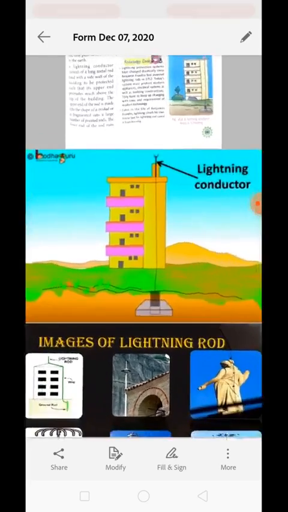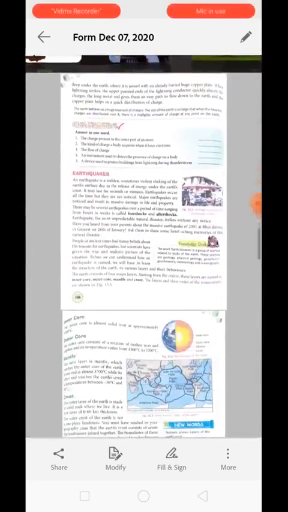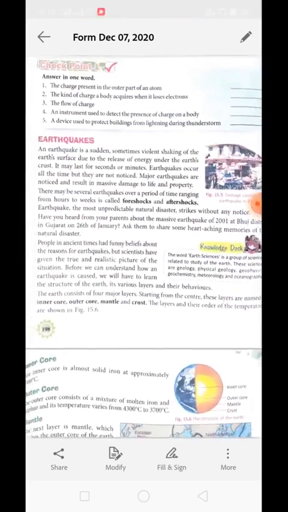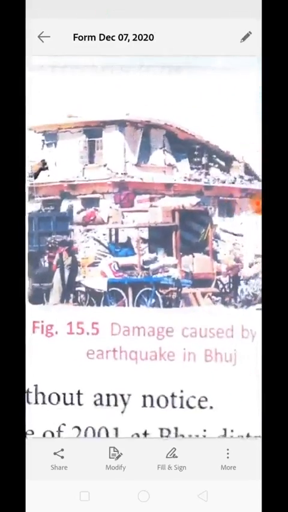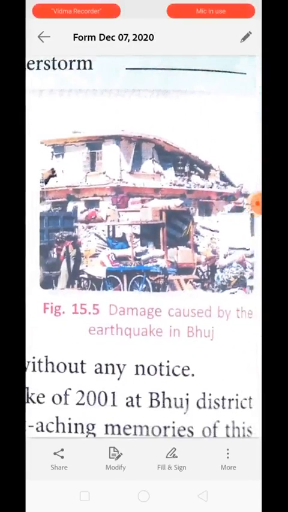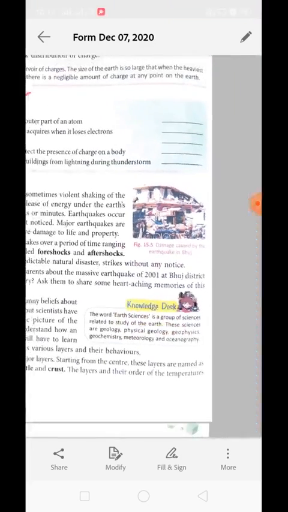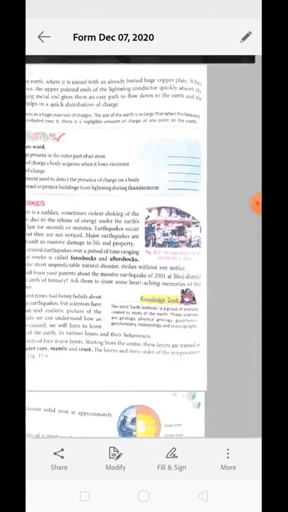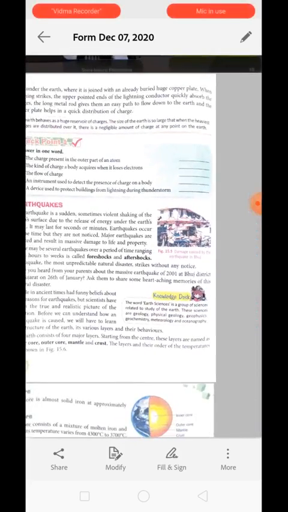Now the next topic is earthquake. You can see the disaster over here. It is basically caused due to an earthquake. What is an earthquake then? An earthquake is a sudden, sometimes violent shaking of the earth due to the release of energy from under the earth's crust.